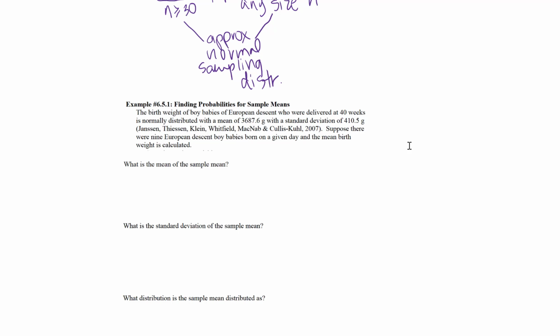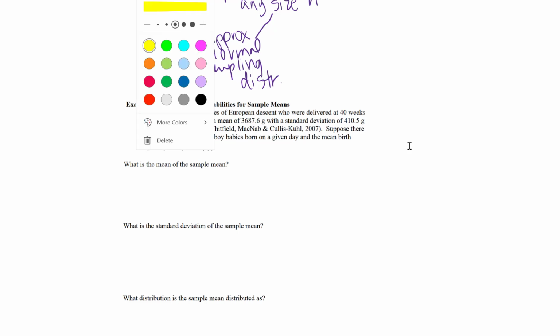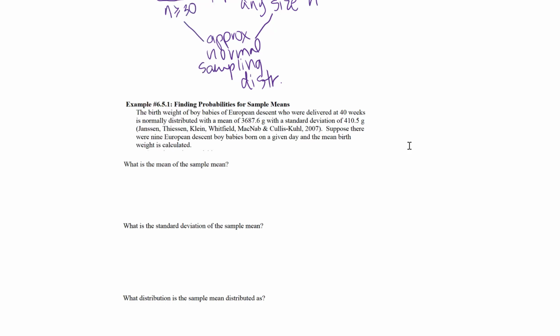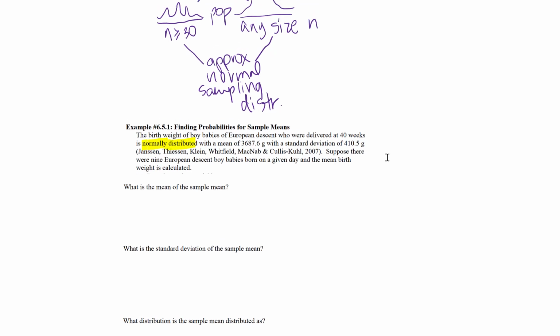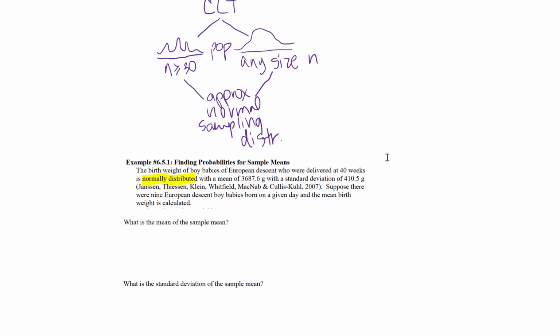All right, so we're talking about the birth weight of boy babies of European descent who were delivered at 40 weeks, which is normally distributed with a mean of 3687.6 grams and a standard deviation of 410.5 grams. I want to point out that it does say normally distributed. So when they mention normally distributed, it doesn't matter what the size of the sample is, because we're starting with what we see on the right side.